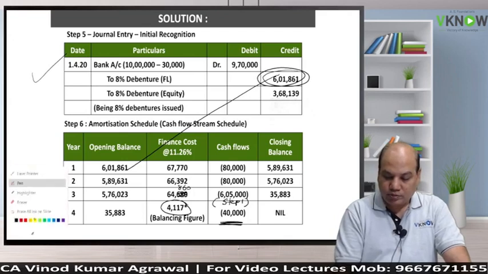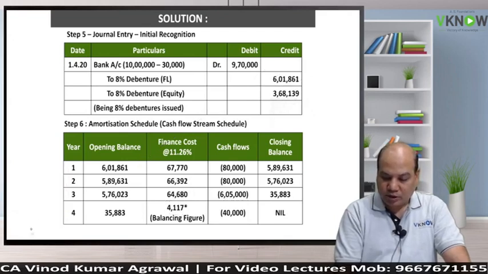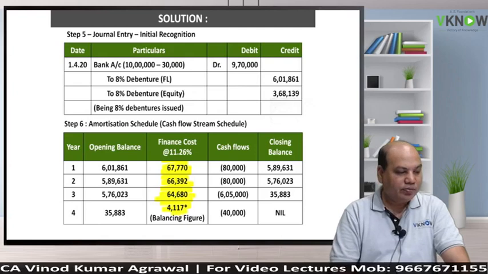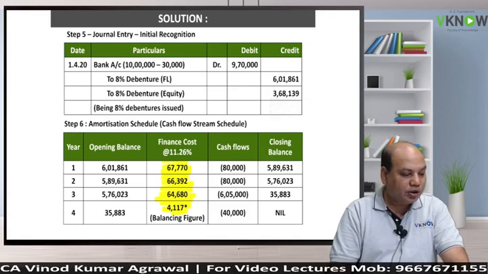How will your P&L account be affected? In your P&L account, these 4 finance costs will appear as a borrowing cost. So you will see in your book, step number 7, borrowing cost 2020-21, 67,770. Can you see this?